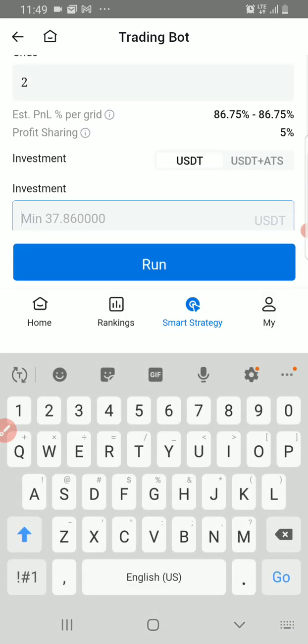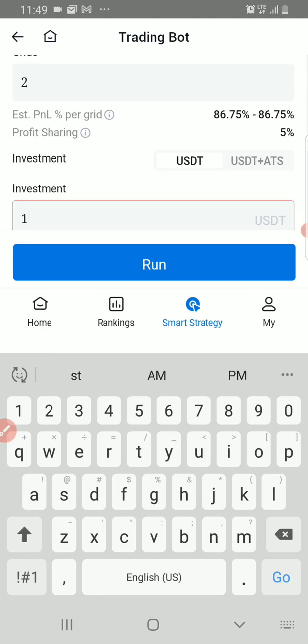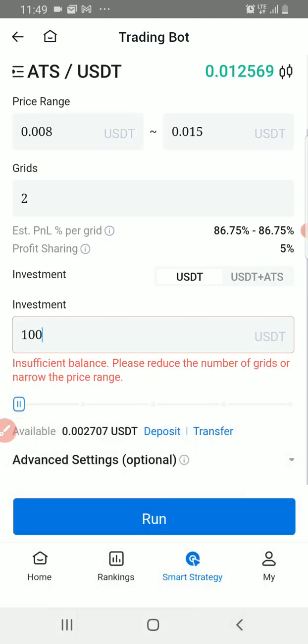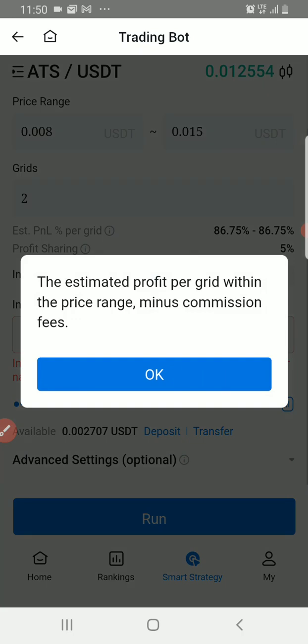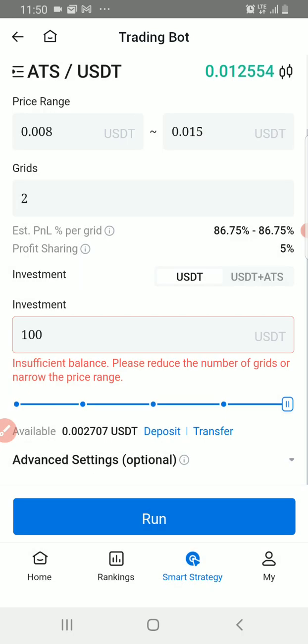Remember we are using two grids, so the minimum is 37 USDT. If we are using 100 USDT, we just put 100 USDT here. Yes, so we put 200 USDT here, and then the profit here. The estimated profit and loss per grid, it said, is the estimated profit per grid within the price range minus commission fees.